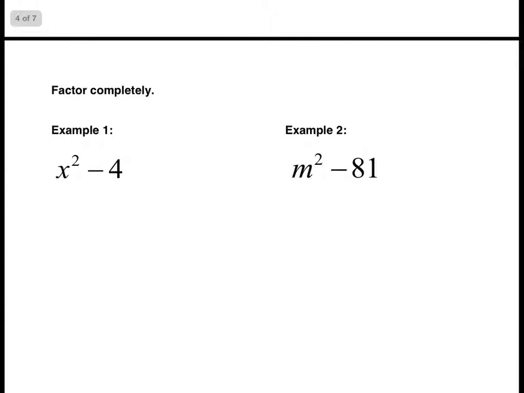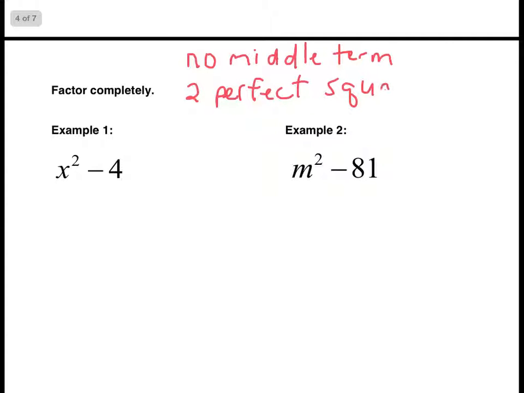In example number 1, I can see that I have perfect squares here. X squared we just said was a perfect square, and 4 is a perfect square. And look, I have no middle term and I have a subtraction sign. So the difference of two squares works when there is no middle term. So write this down. So there's no middle term. You have two perfect squares, one in the beginning and one at the end. And then they are separated by a subtraction sign. So the subtraction sign will be in the middle, and that's called the difference of two squares.